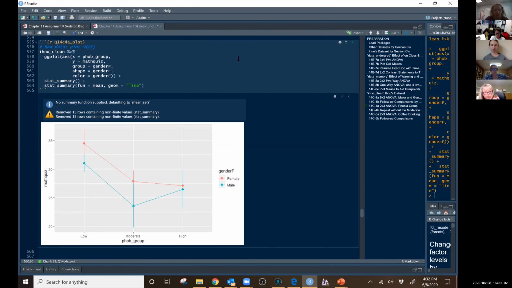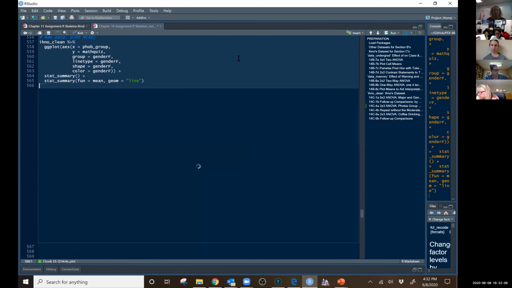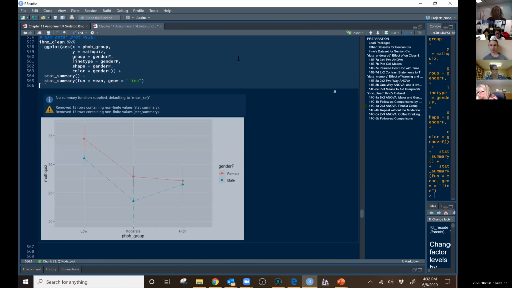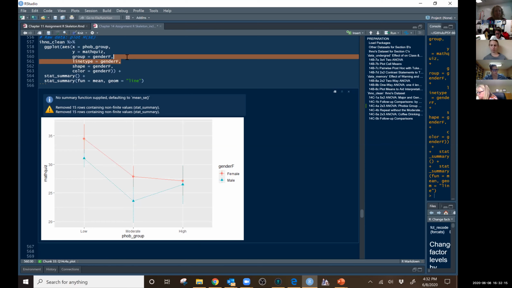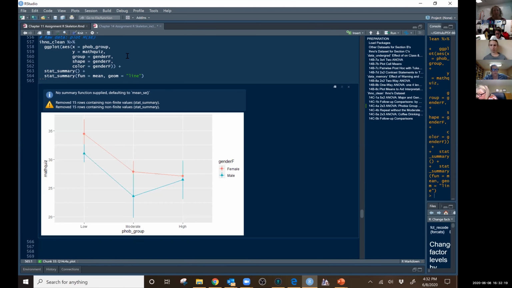Now I could also do line type equals gender if I wanted to be super redundant. But I don't like that because it makes the error bars dotted. So I usually leave that off.